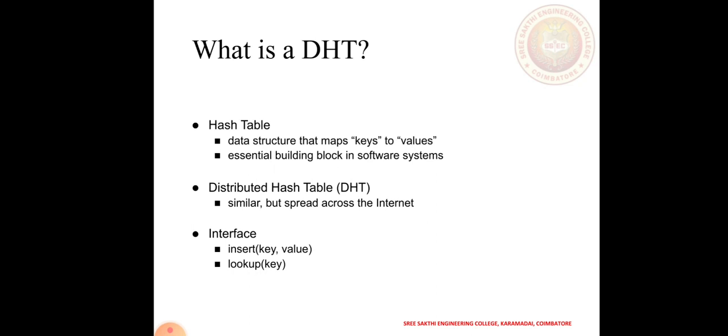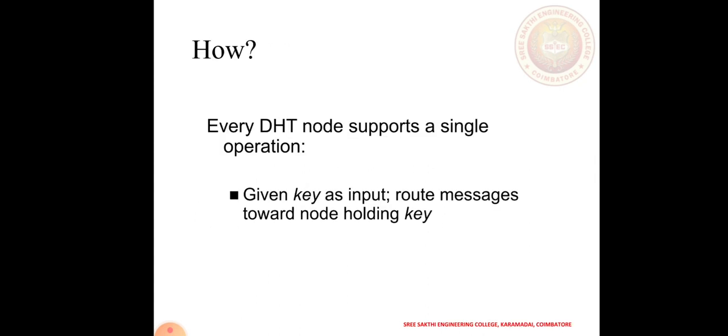And what are the interfaces? The interfaces are insert of a key and value, and lookup of a key. How can we use the hash table? Every DHT node supports a single operation. What is a single operation? Either we can fetch the data or we can store the data. Either we can read the data or we can write the data at a time. That is what is meant by a single operation.